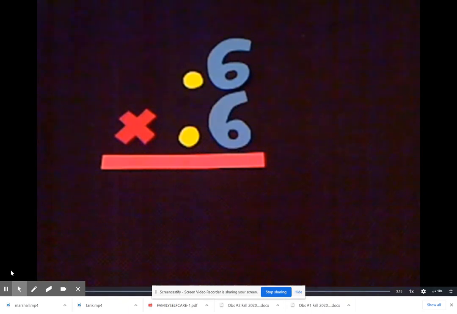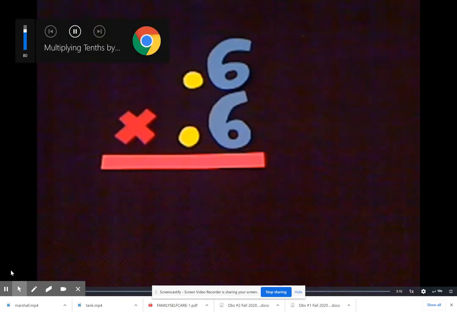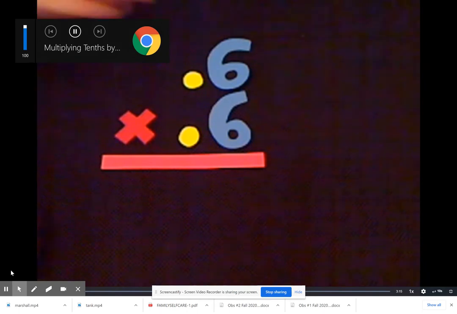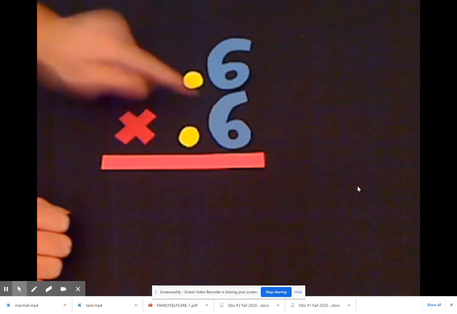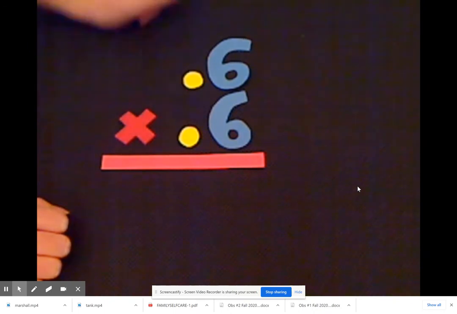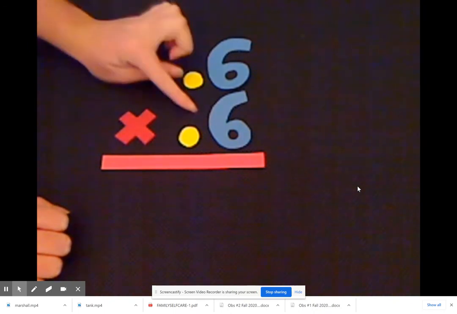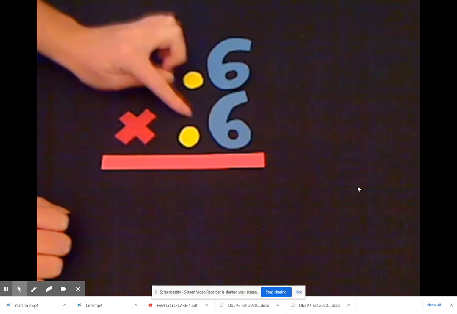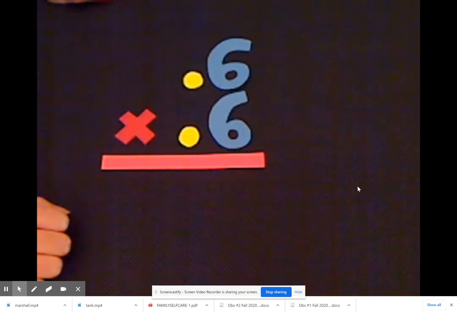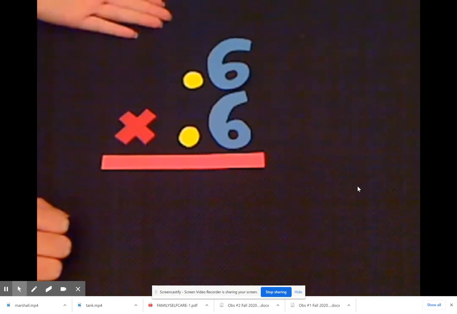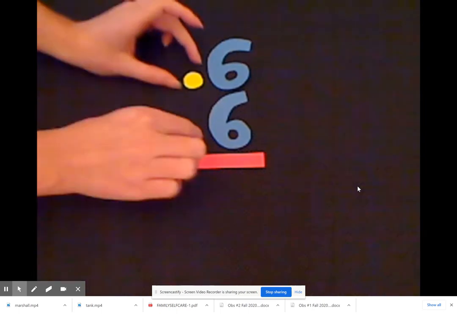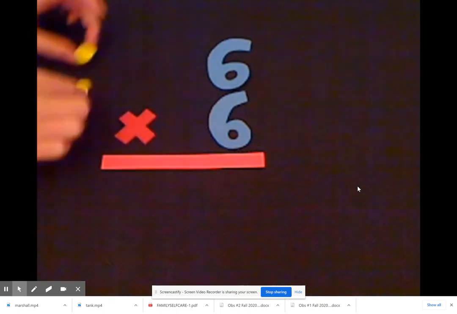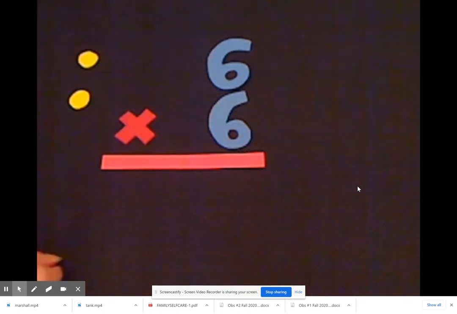Let's learn how to multiply tenths by tenths. So here we have an example of a tenths place decimal being multiplied by tenths place decimal. In this case, we have 6 tenths times 6 tenths, or 0.6 times 0.6. And the easiest way to do something like this, just like we can do when we multiply any decimals, is to just think of this as not having decimal points to begin with. Then we'll put them back in at the end.